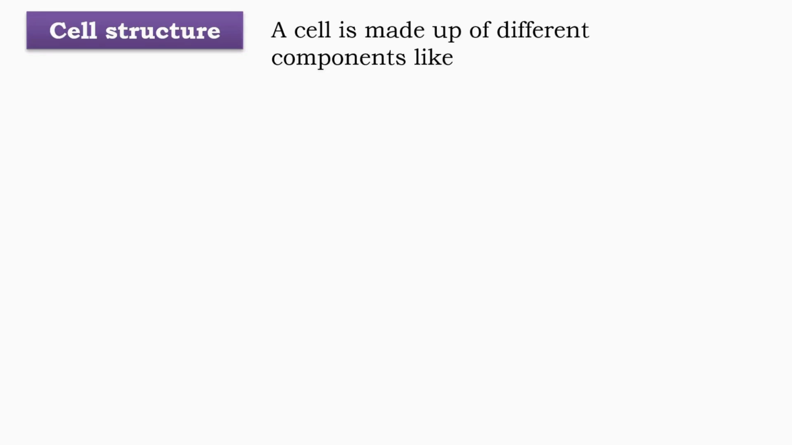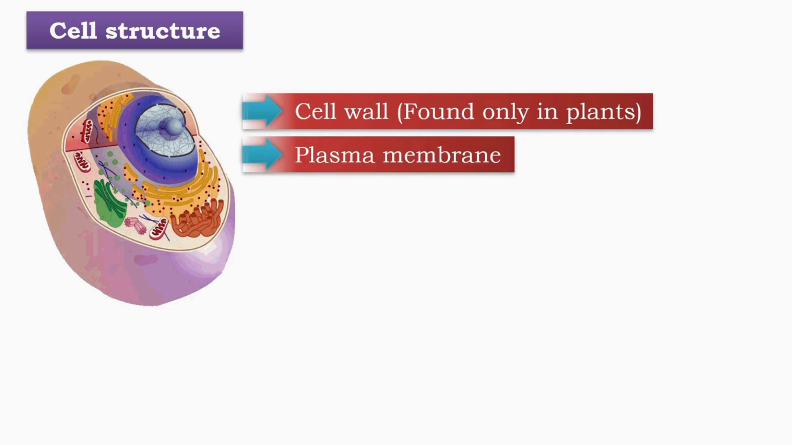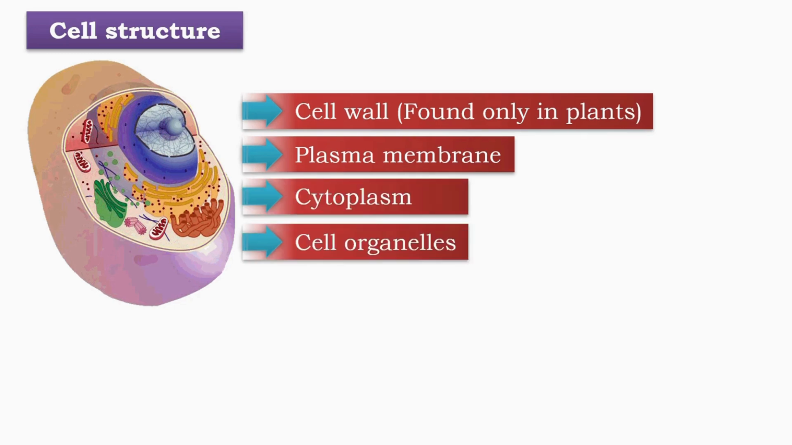Cell structure. A cell is made up of different components like cell wall, found only in plants, plasma membrane, cytoplasm, cell organelles. Let us see them one by one.